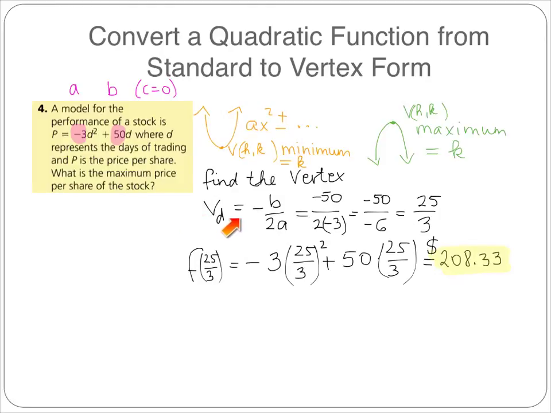The vertex is going to be at -b over 2a, which is, again, a and b, and it's 25 over 3. Now, for this problem, I used my calculator. I have to admit that, because I didn't feel like working with fractions and big numbers at the same time. So, as soon as I plugged in 25 over 3 into the function, I got 208.33, which is the maximum price per share of the stock. And it happened at the day, which is 25 over 3. d, remember, is the days.